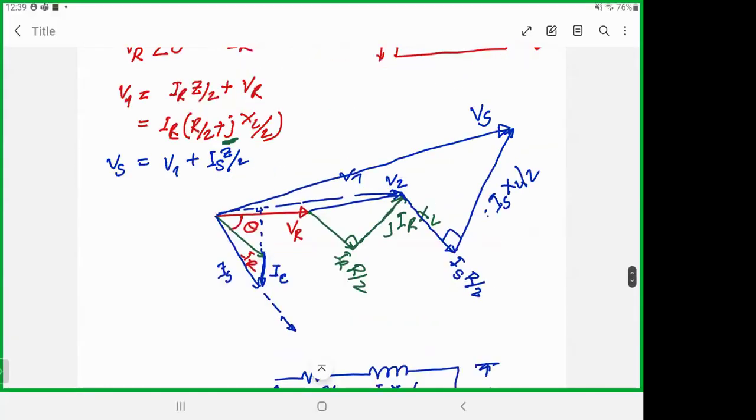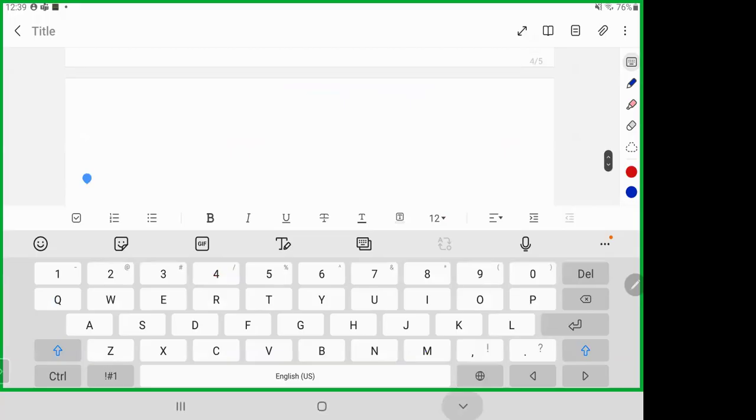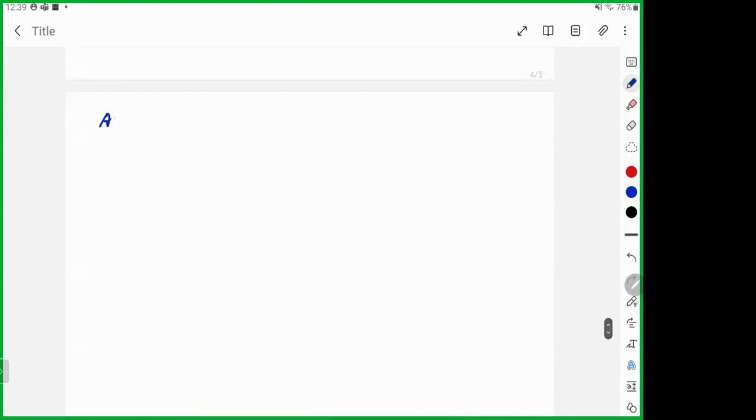Okay, so we welcome you back again for our second model of the medium length transmission line, that is the pi model. And we want to do the same exercise, similar to what we have done for the T model. So what do we want? We want to find out the ABCD parameter.